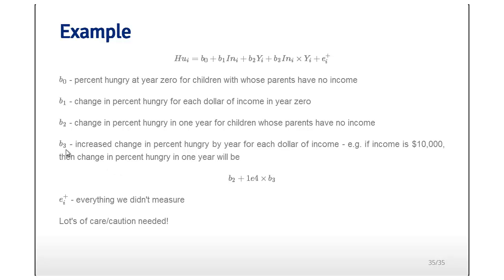Okay. So then beta 3, our interaction term, is the increased change in percent hungry by year for each dollar of income. And then this just reiterates the equation we had from the previous page, but in this context. And epsilon, in this case, is, again, lumping in everything we didn't measure.